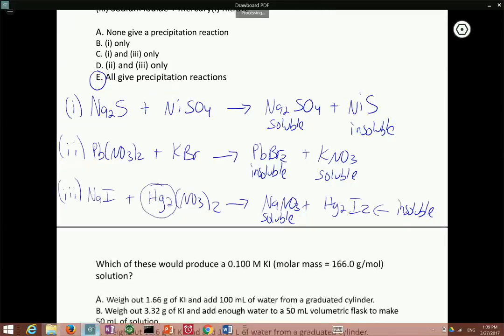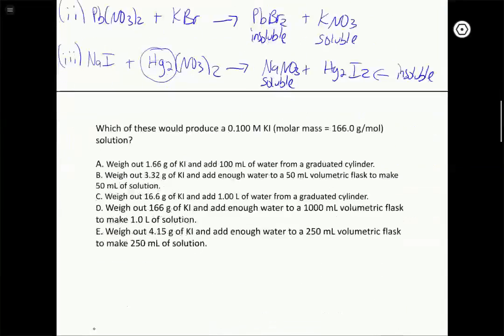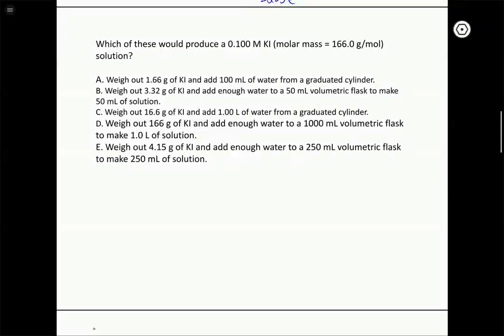Okay, so that's the deal with precipitation. Alright, this next question here is a little bit of a tricky one, which also appears on the practice exam. So I guess if you did the practice exam and had trouble with this, you can look at this same exact question which is on there. And we want to know which of these would produce a 0.1 molar KI solution.